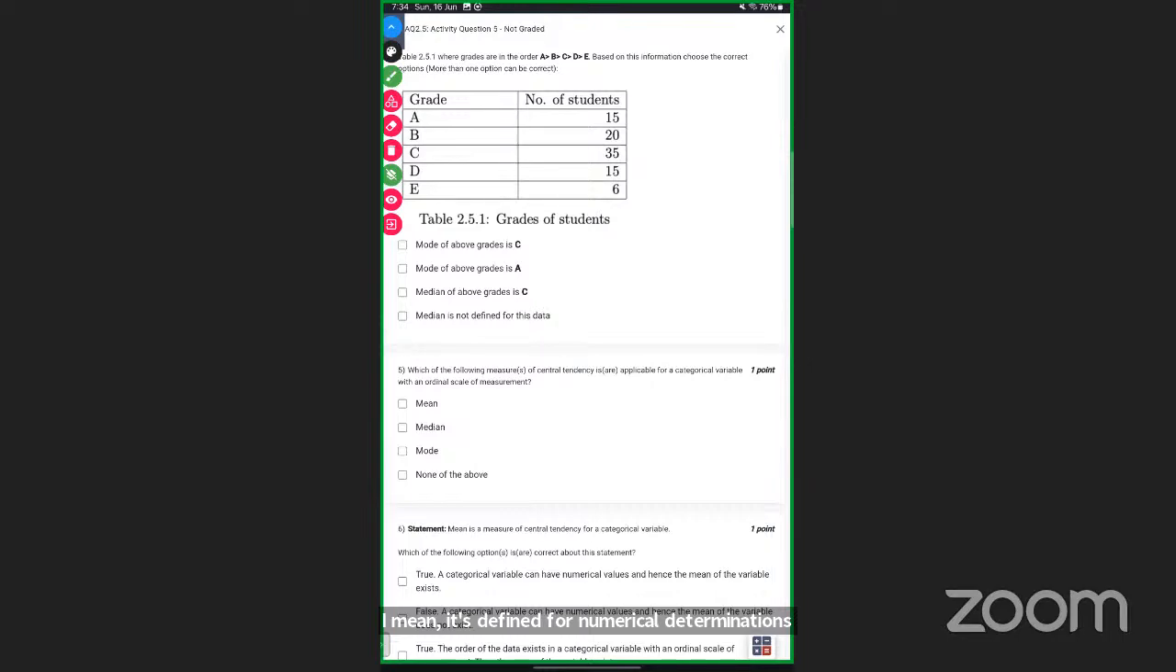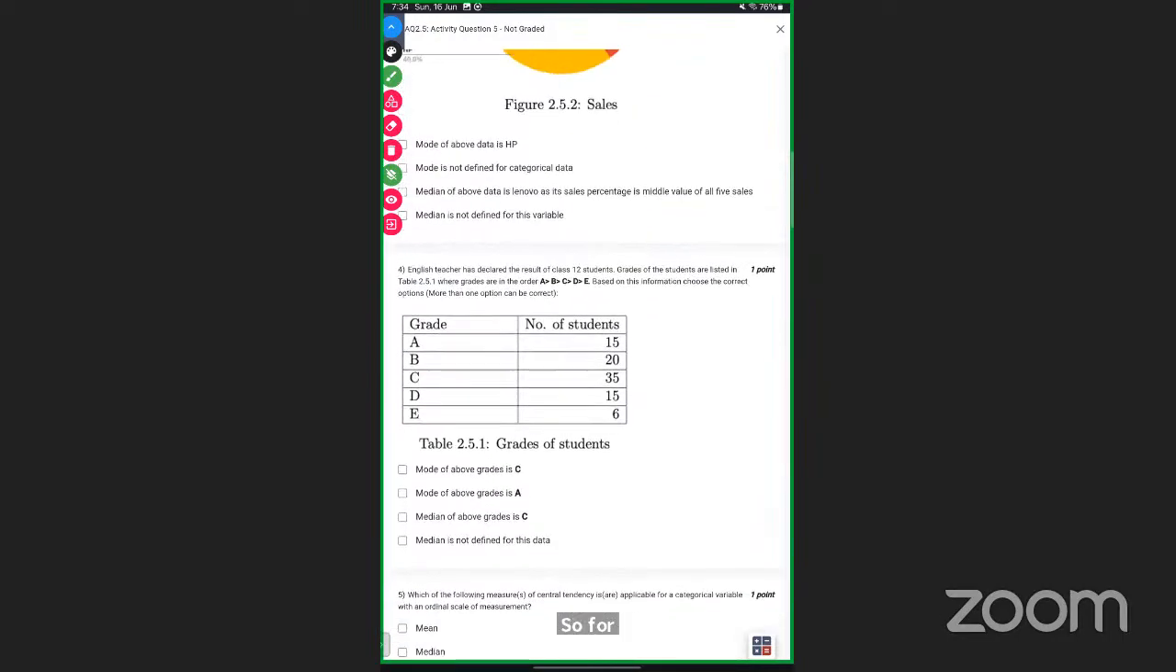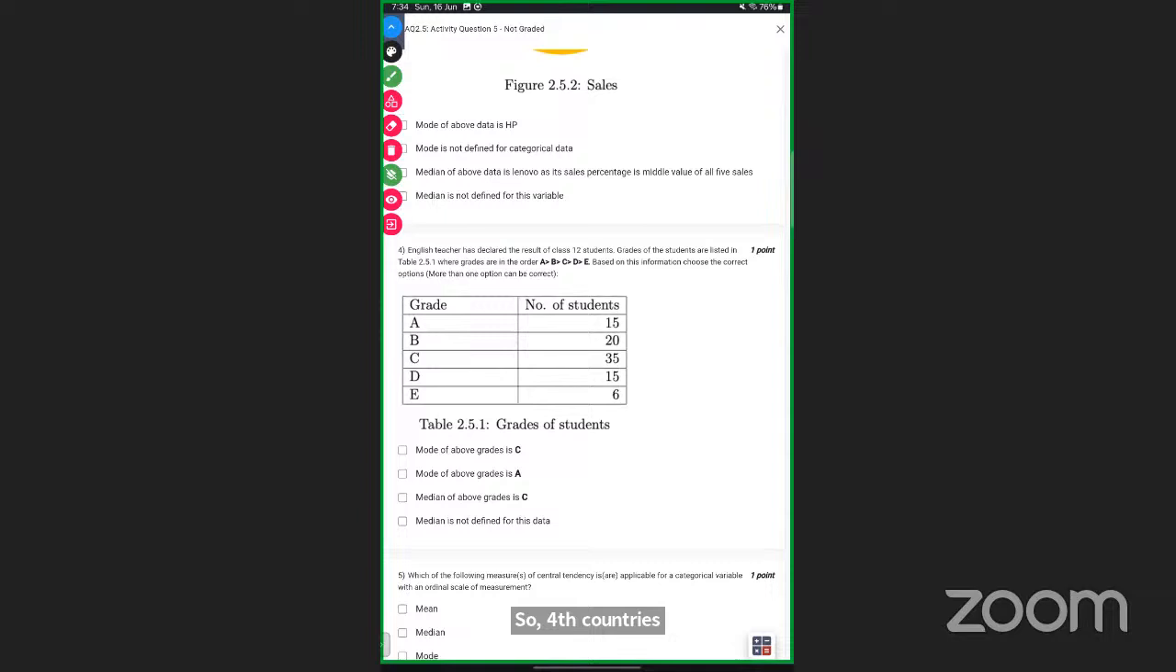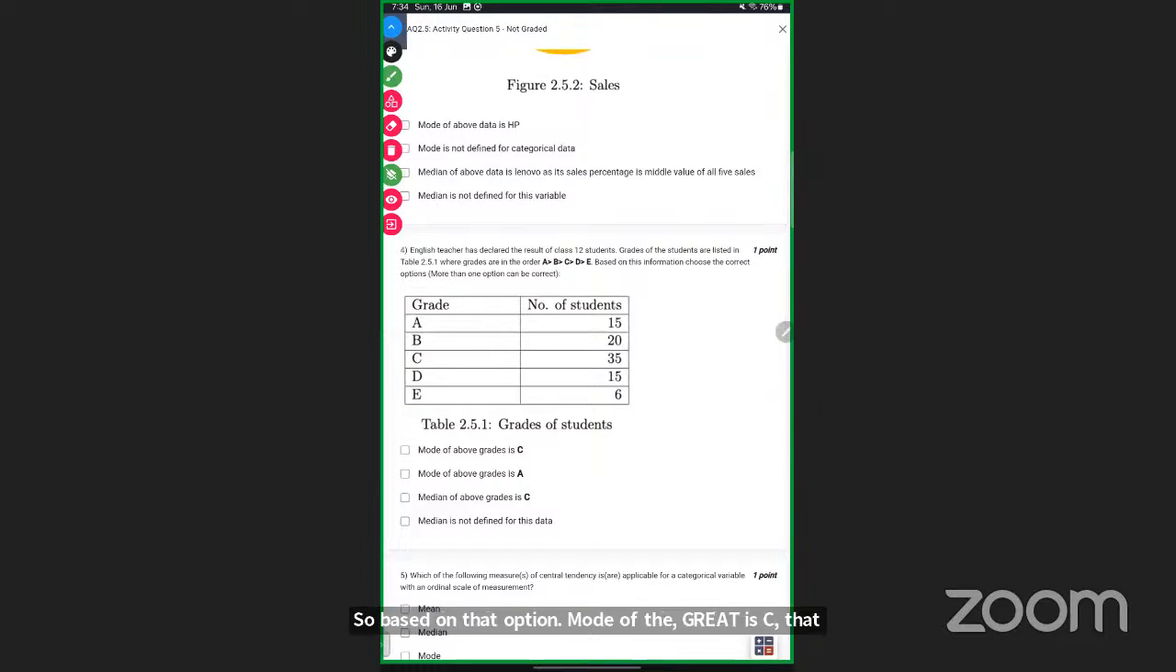So the fourth one, please. Okay, English teacher has declared the result of class 12. Grades of the students are listed in this table. A is the highest. Based on the information, choose the correct option. Mode of the above grade is C, that number of students, that is true. Mode of above grade is A, that is incorrect.